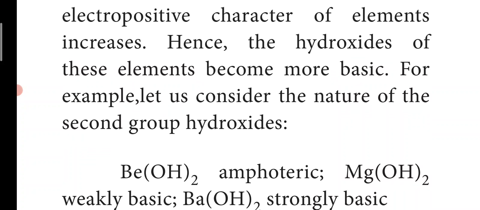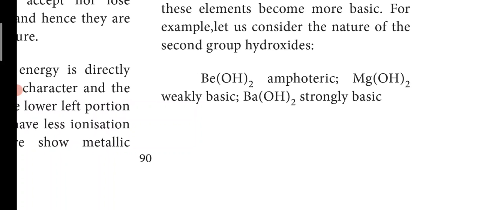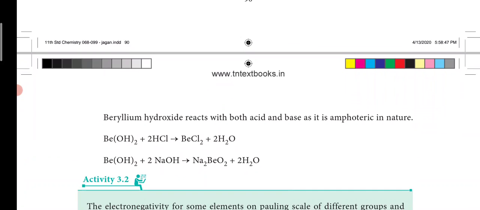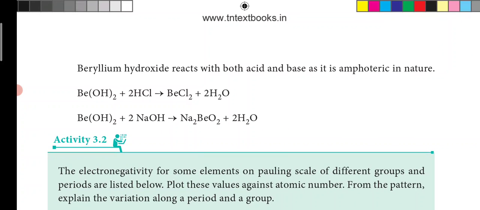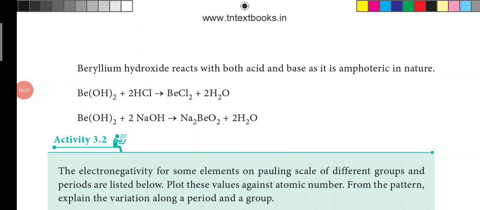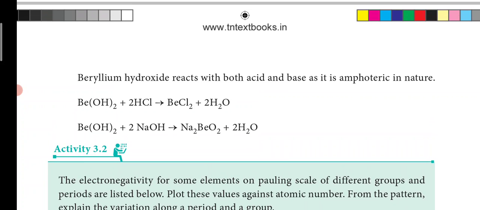For example, let us consider the nature of second group hydroxides. Beryllium hydroxide is amphoteric in nature, magnesium hydroxide is weakly basic, barium hydroxide is strongly basic. So from top to bottom, electropositive character is increasing. And beryllium hydroxide reacts with both acid and base as it is amphoteric. Amphoteric means what? When it exhibits both characters, it is amphoteric. So beryllium hydroxide reacts with the acid to give beryllium chloride, and with the base sodium hydroxide it also gives sodium beryllate. And this is all about what happens at the extreme sides.